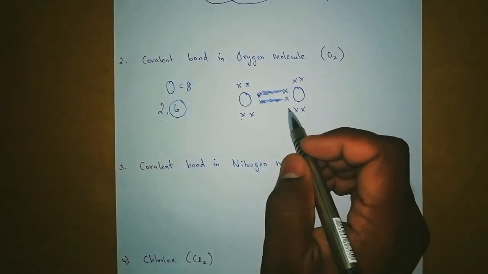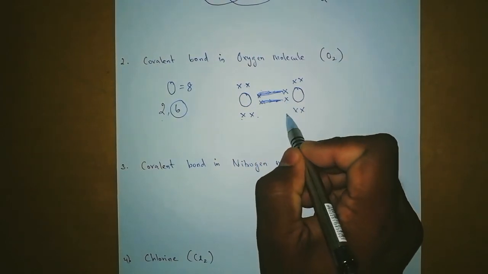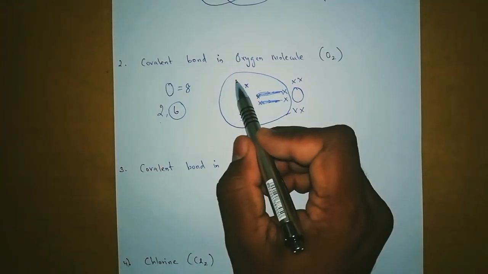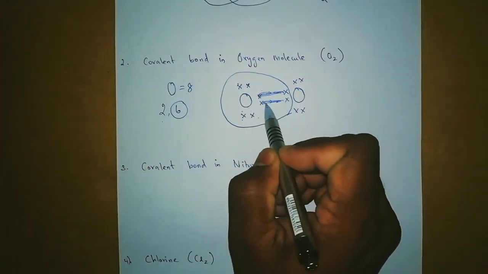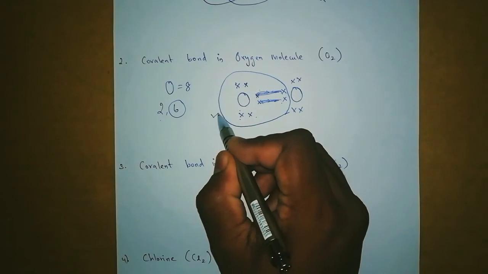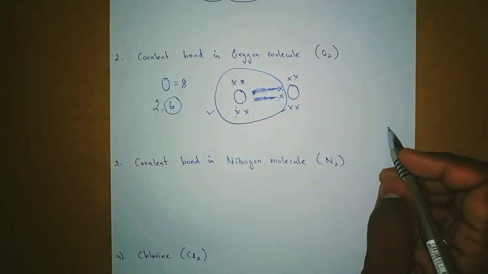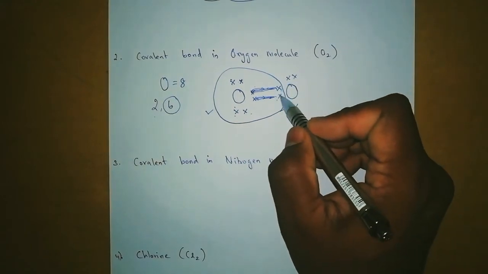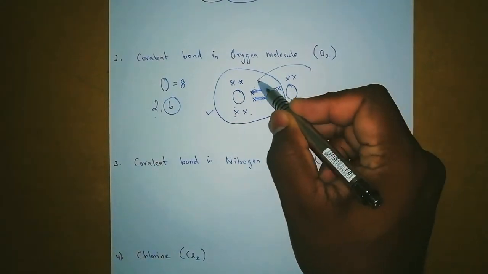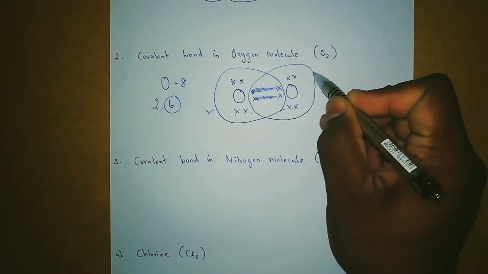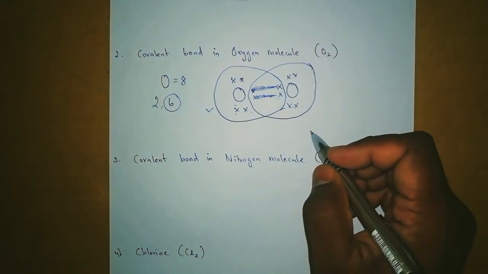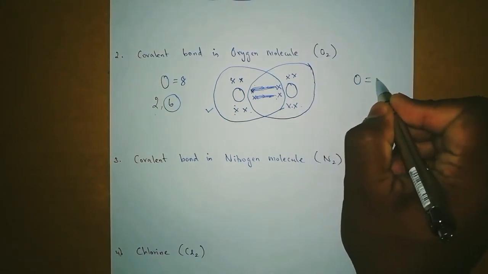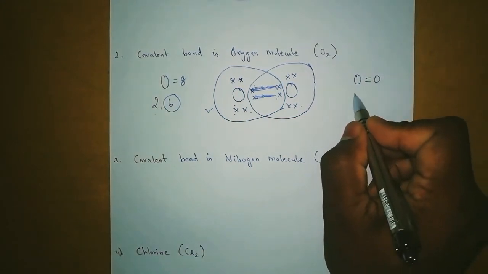Okay, now once after it shared, now count the number of electron this oxygen having now. So it is 1 2 3 4 5 6 7 8. So this oxygen is satisfied with octet configuration. Now count for this oxygen. 1 2 3 4 5 6 7 8. This is also satisfied with this octet configuration. So the bond which is formed between oxygen and oxygen is a double bond. And what is the molecule formed? O2.